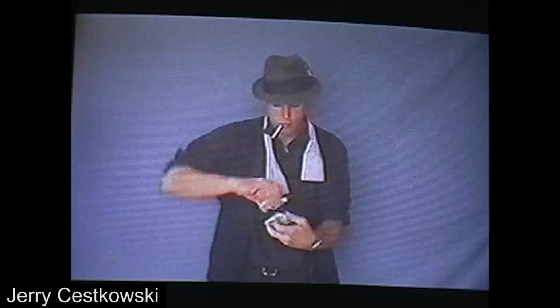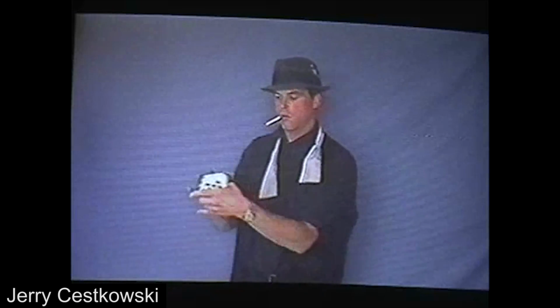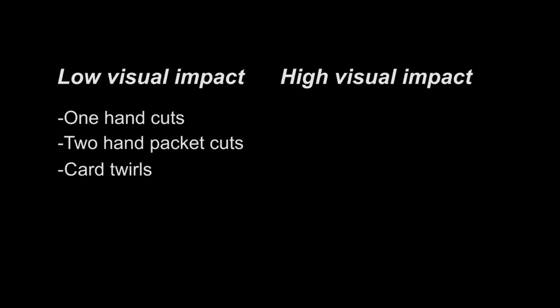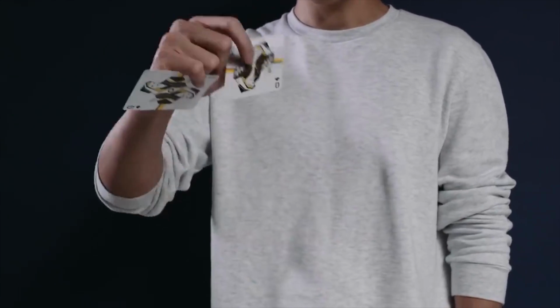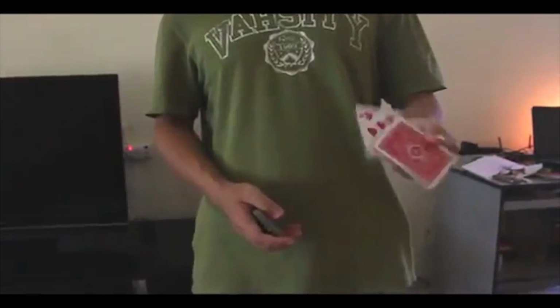So here we will briefly go over which categories of moves have a relatively low visual impact and which ones have a higher visual impact. Of course, this distinction is not definite or absolute, but this seems to be the general trend we notice from our experience of doing live performances. Categories of moves with a relatively low visual impact to laymen would be one-hand cuts, two-hand packet cuts, and card twirls. By this we mean that they are generally more complex, and if you perform too many of these types of moves, they become hard to distinguish from one another. So we would suggest choosing a couple of moves for each of these categories, but to not overdo them in your routine.